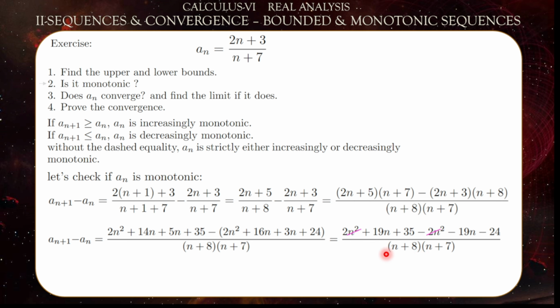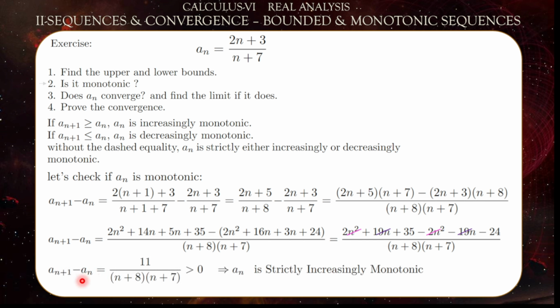2n squared cancel out, 19n also cancel out, so we are left with (35 minus 24) divided by ((n plus 8) times (n plus 7)). So an plus 1 minus an is equal to 11 divided by ((n plus 8) times (n plus 7)). Of course, the denominator is always positive since n is positive and 11 is positive. So an plus 1 minus an is strictly positive. Hence, an is strictly increasingly monotonic.